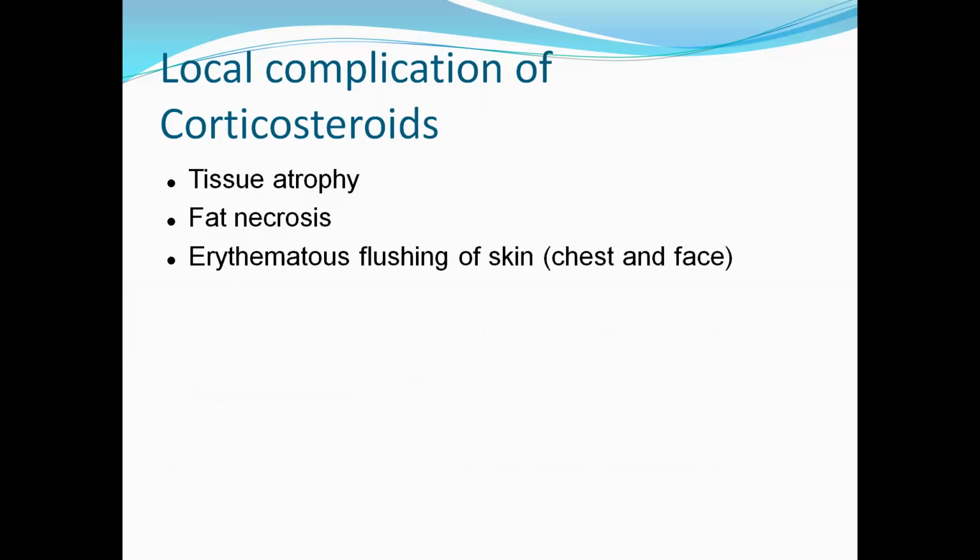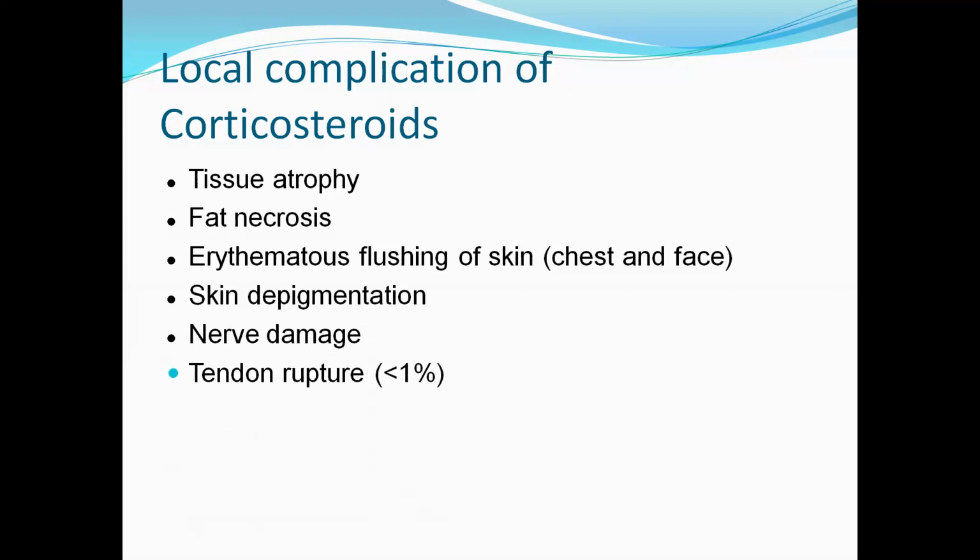They sometimes cause erythematous flushing of the skin. Skin depigmentation: if by mistake you inject subcutaneously, that causes depigmentation, especially in superficial areas, that creates an ugly depigmentation site over the skin. Nerve damage: if by mistake injected over the nerve, it can cause nerve damage. Tendon rupture, though we think it is a large risk, the incidence is less than 1%. Post-injection flare-up symptoms are found in 2 to 5% of cases.